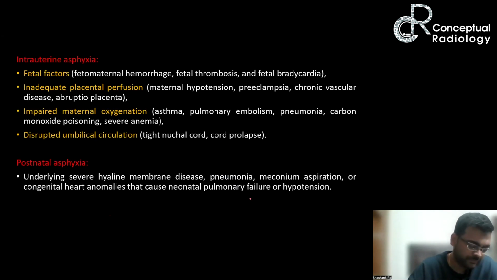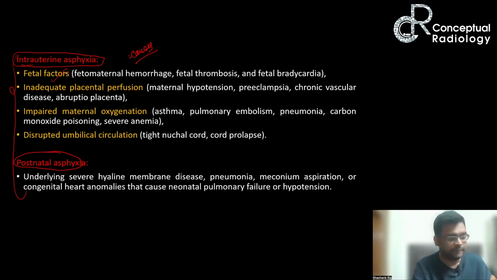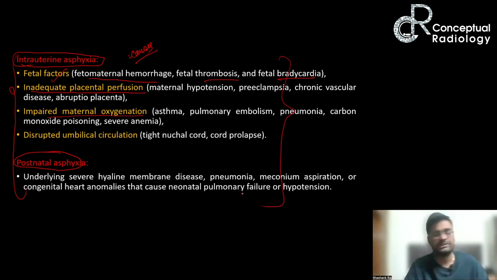Okay, so these are the causes of hypoxia in a neonate. These are all theoretical points. Hypoxia can be due to intrauterine factors or postnatal factors. It can be due to fetal factors like feto-maternal hemorrhage or thrombosis, bradycardia, inadequate placental perfusion, impaired maternal oxygen. So there are a lot of causes for that. This is all theoretical. You can look at it afterwards in the PPT that we'll get. Okay, we'll focus mainly on the practical aspects of imaging today, right?